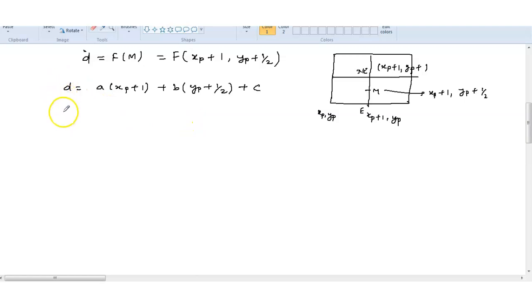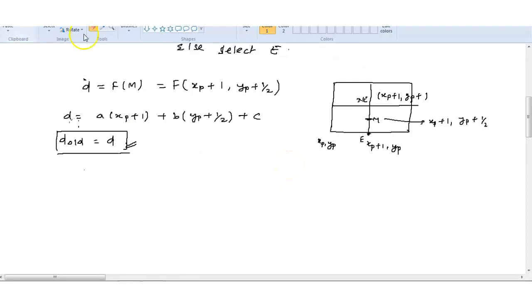And we'll set this d as d old. So d old is equal to this d value which we find for the midpoint. This is the old value of d, that is the decision variable. Based on this d value, which we got by substituting the midpoint in the function, we can decide whether we have to choose the northeast corner or the east corner.